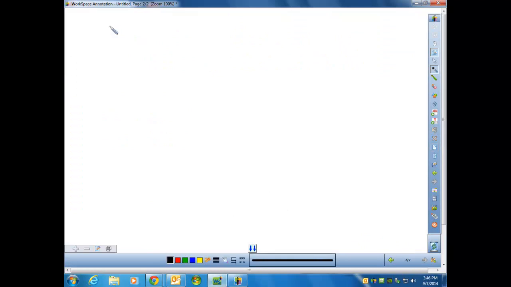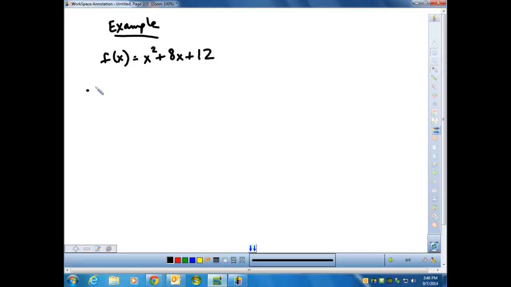So why don't you try one here? I'll give you an example. Again, once you see the problem and the things I'm asking you to do, press pause, try to do it on your own, and then come back and compare your answers. So let's say our function is x squared plus 8x plus 12, and let's find all the things that we've looked at in this video, all 6 things.